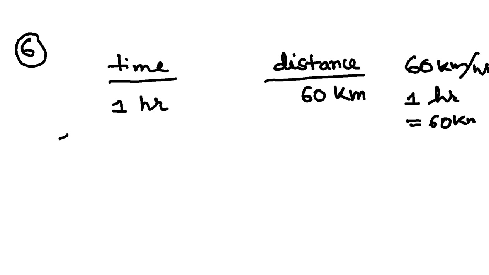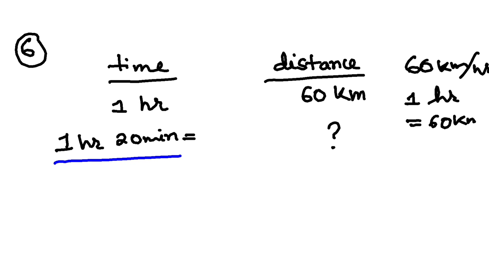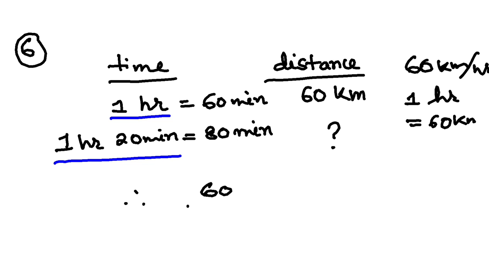Now they are asking in 1 hour 20 minutes how much will be the distance. The problem is that in the second case I have 1 hour 20 minutes, in the first case I have 1 hour. So I will try to convert into the same unit. 1 hour is 60 minutes and 1 hour 20 minutes is 80 minutes. That's why this question is important. Obviously they are in direct variation, so 60 by 80 is equal to 60 by x. This is x, isn't it?